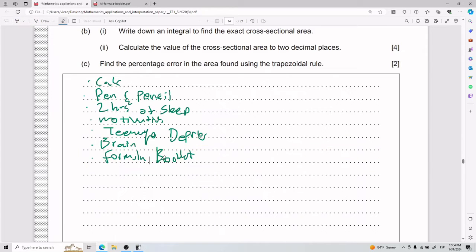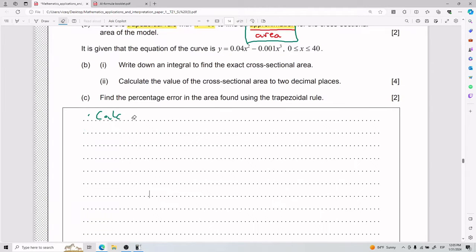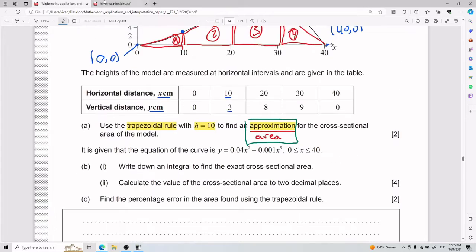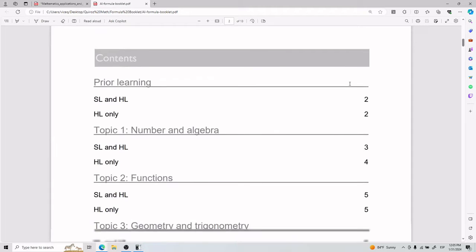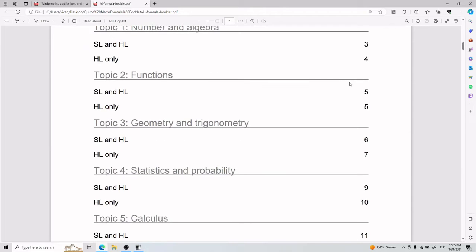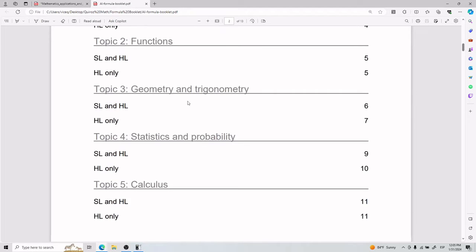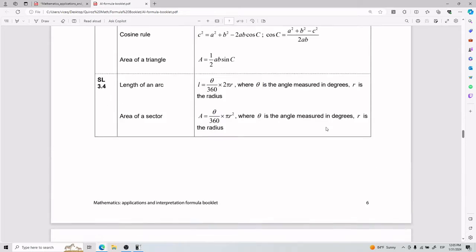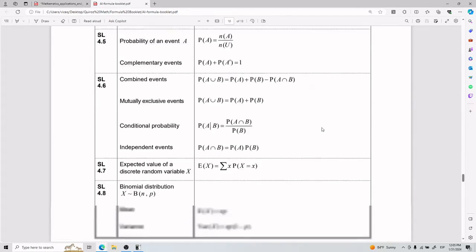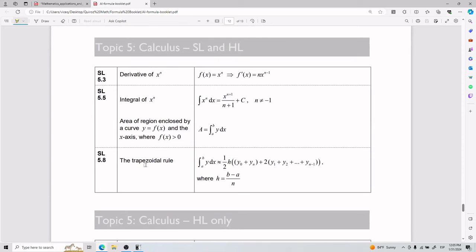Within the formula booklet, you might not know the trapezoidal rule by heart, but you will know that the formula booklet has it. So you open up your formula booklet on the day of the test and try to find the trapezoidal rule. You're probably just going to start looking through the pages, not caring about the chapters, but eventually you'll find it. There it is: trapezoidal rule.